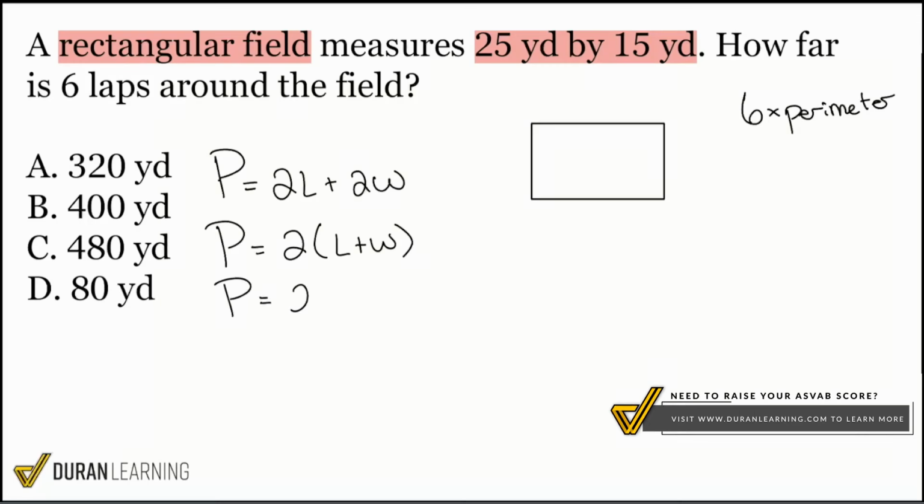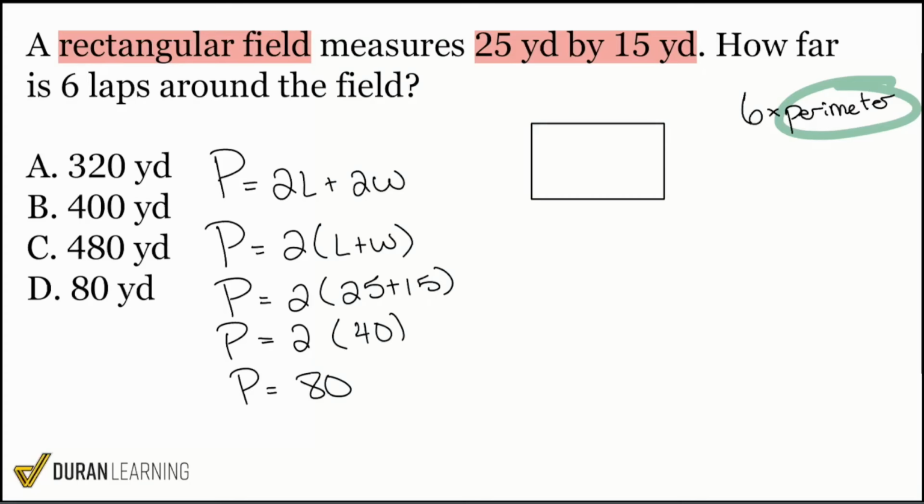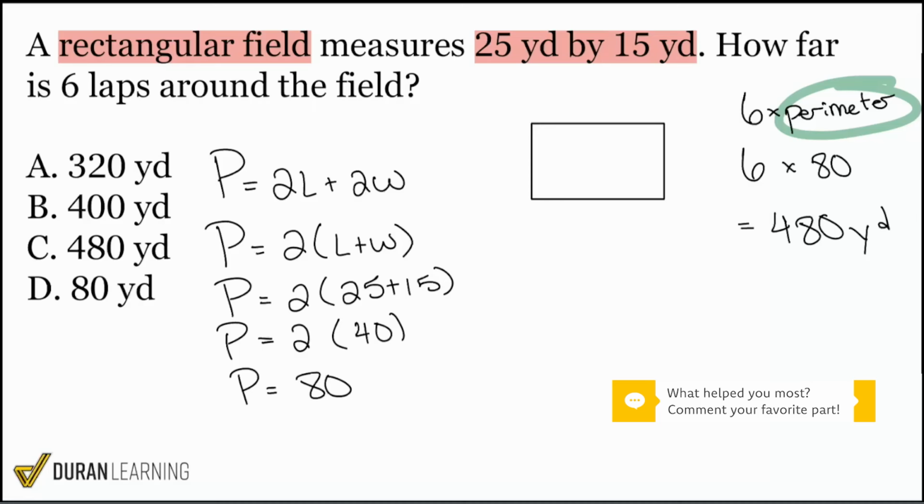We have the perimeter equals double 25 plus 15. 25 plus 15, that's going to be 40. 2 times 40, and that's going to give me 80. So with that 80, like we said, we're going to take that perimeter and multiply it by 6. So then 6 times 80 gives us 480 total yards in this problem. And there we are. The correct answer here is answer choice C, and this would be a pretty straightforward one once we understood that 1 lap was the perimeter.